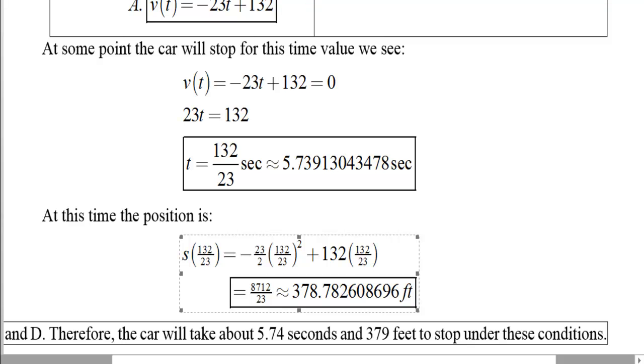And how long is it going to take? We saw that time up here. So we solve for that time first, and then we plug it in to find the position at that point. Since we started at position 0, this is how far it took us to stop, how far it skidded. So it's going to take 5.74 seconds to come to a full stop, and it will go about 379 feet before it stops under these conditions.